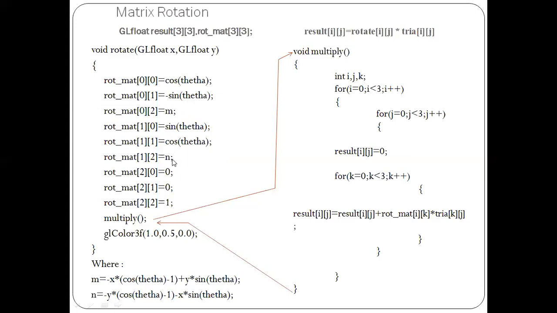Okay, right? It will be having some values. Fine, right? So cos theta minus sin theta m, sin theta cos theta n. So m and n will be with these values, and the third row will be 0 0 1. And again multiplication is same. Result of Ij is equal to rotate of Ij into triangle of Ij, right?